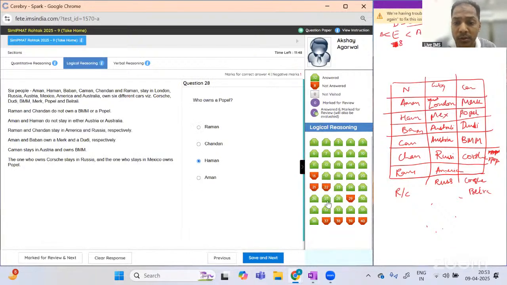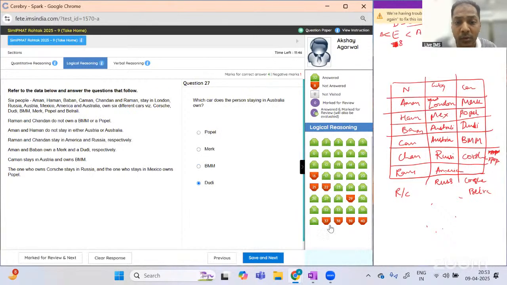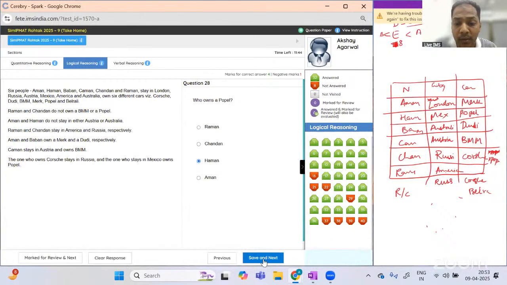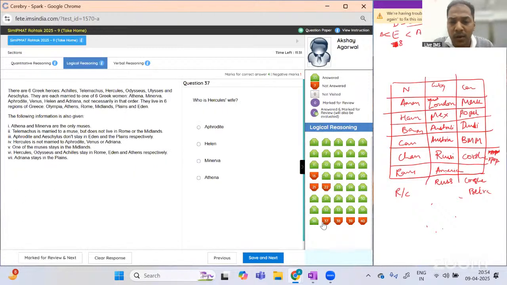28, who owns? 27 is Dudi. 28, Haman. And who owns Belrali? Belrali is owned by, the only possible is Raman. Right, one more set here.